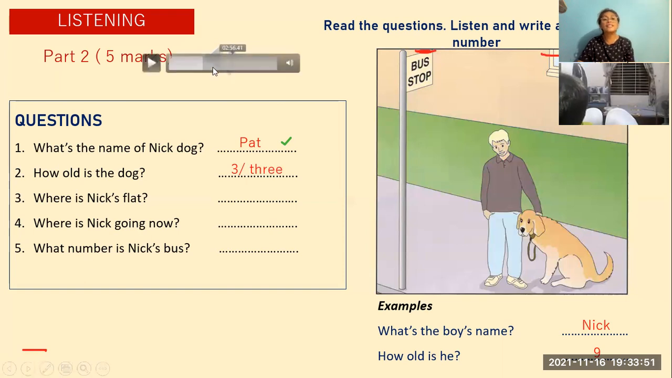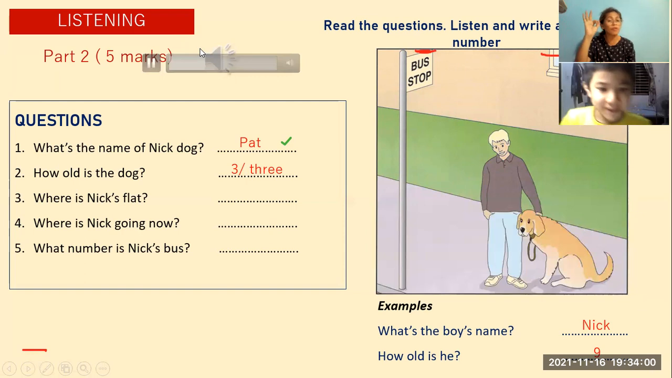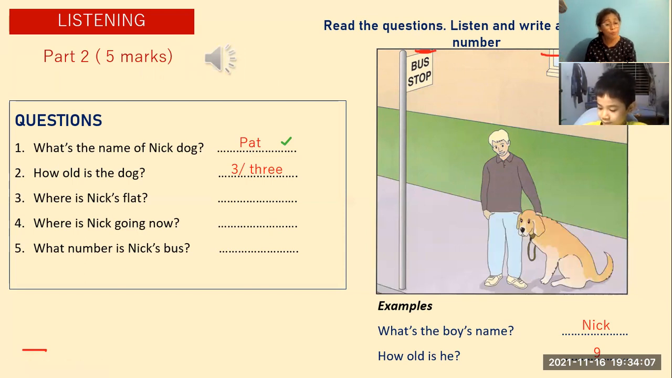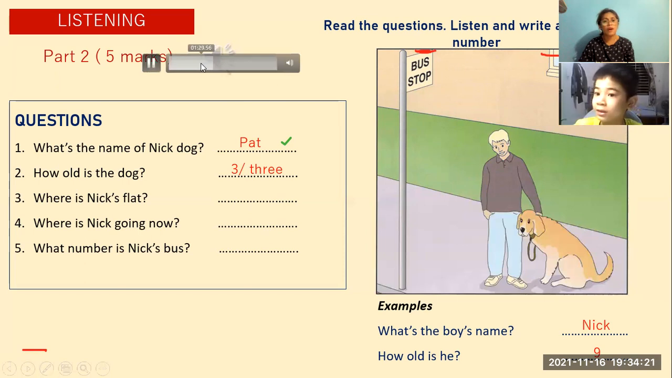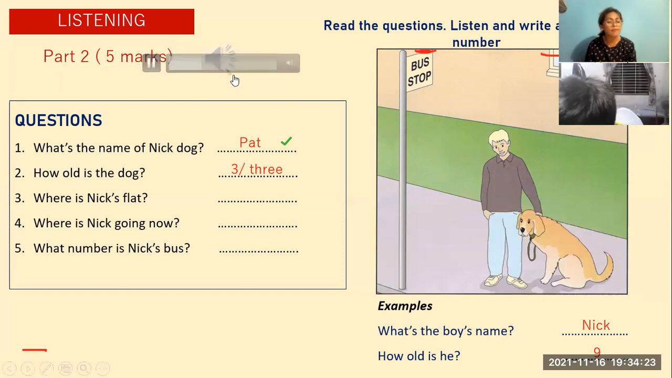Okay, next. Listen. Number three. Number three, listen. Where do you live? We live in a flat in Old Street. Do you spell that? O-L-D? Yes, it's nice there. O-L-D. Okay, next. Listen. Yes, that's right.